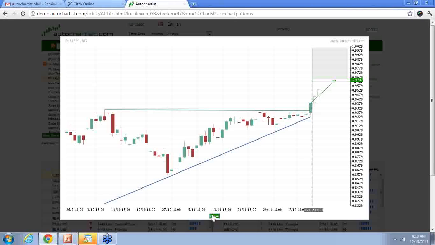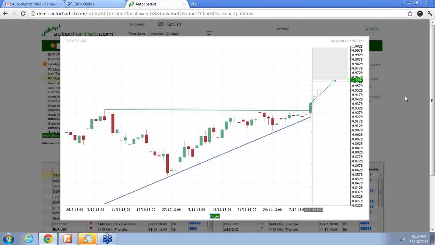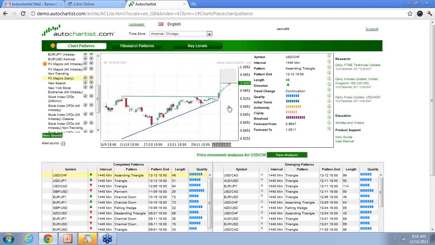Okay, now as a trader, you may want to pay attention to things like the quality. This is the overall quality. It averages initial trend, uniformity, and clarity. The top quality indicator, initial trend, and the bottom deal with what's happening outside the pattern. So initial trend is what was the pattern doing ahead of the breakout of the chart pattern formation.